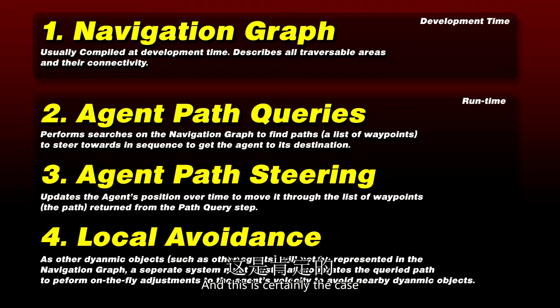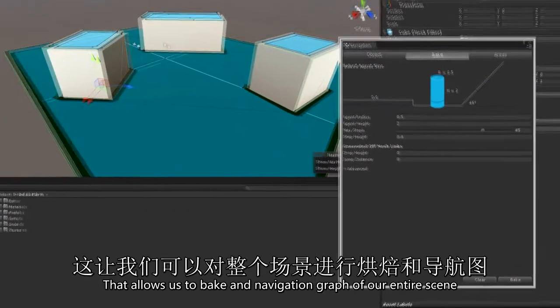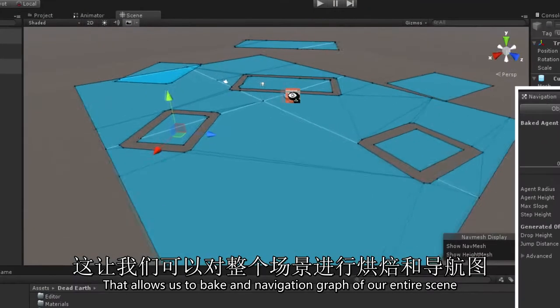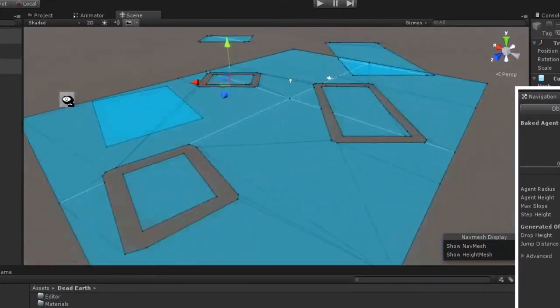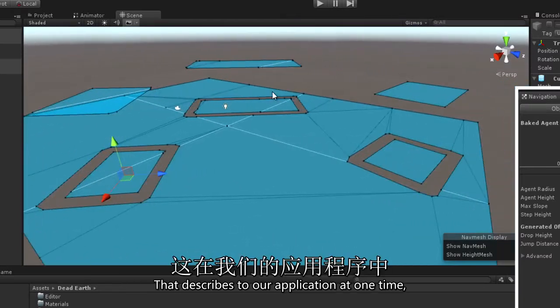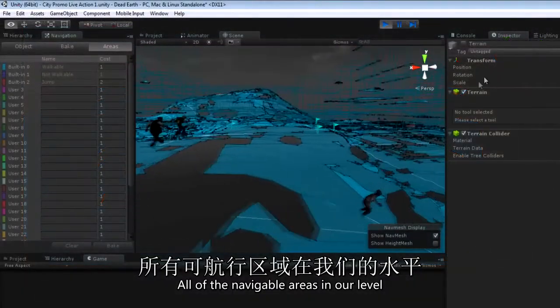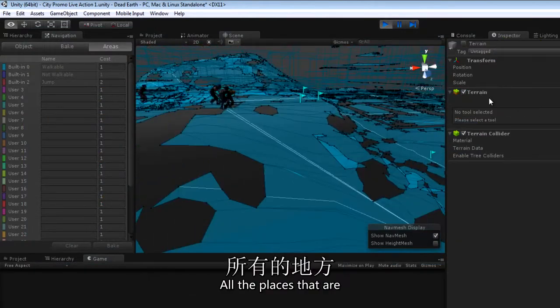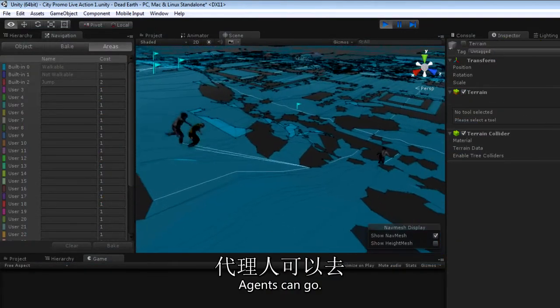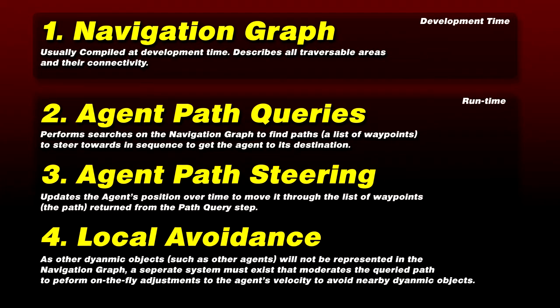And this is certainly the case with Unity. It has a built-in tool that allows us to bake a navigation graph of our entire scene with just the press of a button. Now, the navigation graph is nothing more than a data structure that describes to our application at runtime all of the navigable areas in our level, all the places that our agents can go. The remaining parts of the system are all implemented at runtime. These include path queries, steering logic, and the local avoidance system.